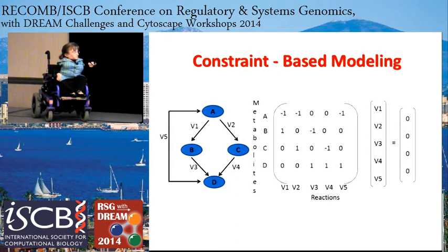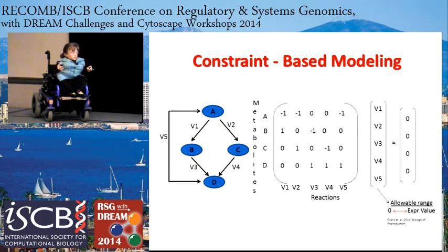So for example, reaction 1 consumes 1 molecule of vitamin A, so we have a -1 here, and then produces 1 molecule of metabolite B. We multiply that by a vector of unknowns, which are the reaction fluxes or rates, and then set that equal to 0.